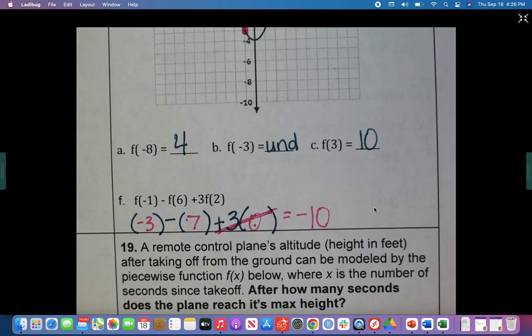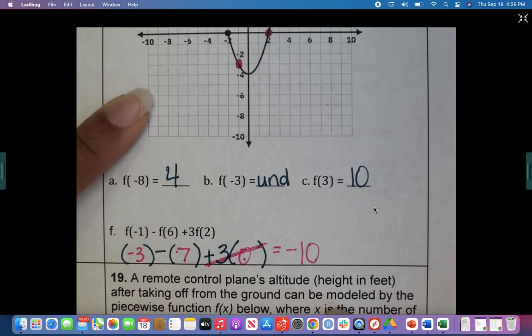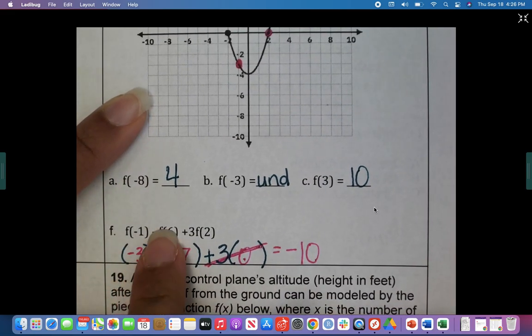So for the multi-step ones, if you're having to do it from the graph, please, please, please take your time and do it one piece at a time. Take it one piece at a time.